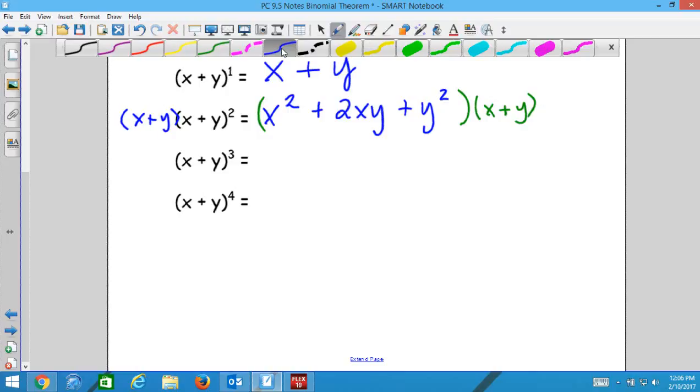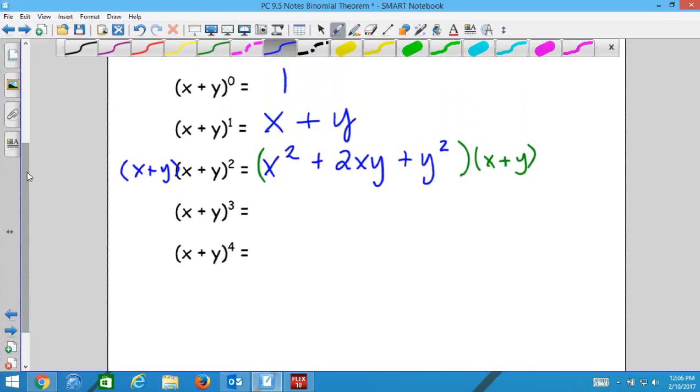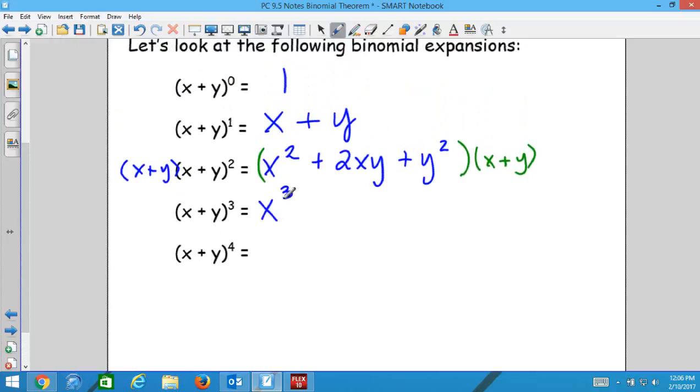Anybody know the first term you get? x cubed. Do you know what the last term is? y cubed. That is correct. The coefficient for the second term is a 3. Do you know how many x's there are? 2. Do you know how many y's there are? 1. And then we have another 3. Do you know how many x's there are? 1. And then how many y's? 2.